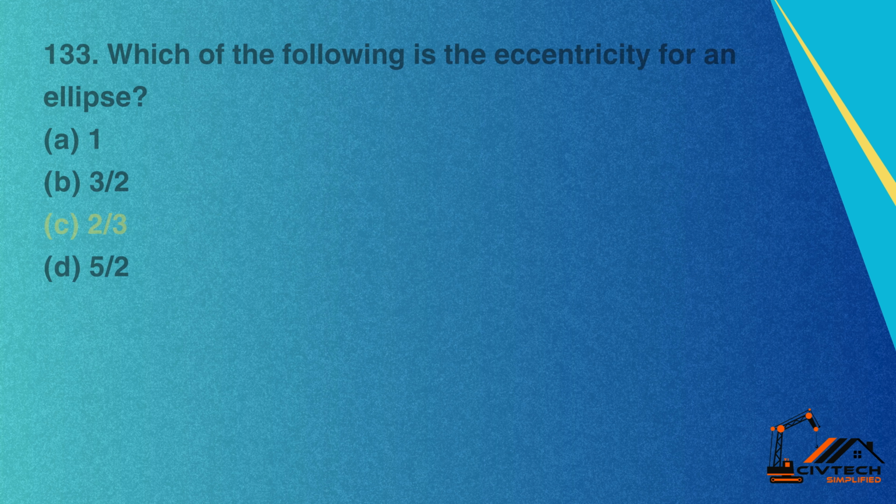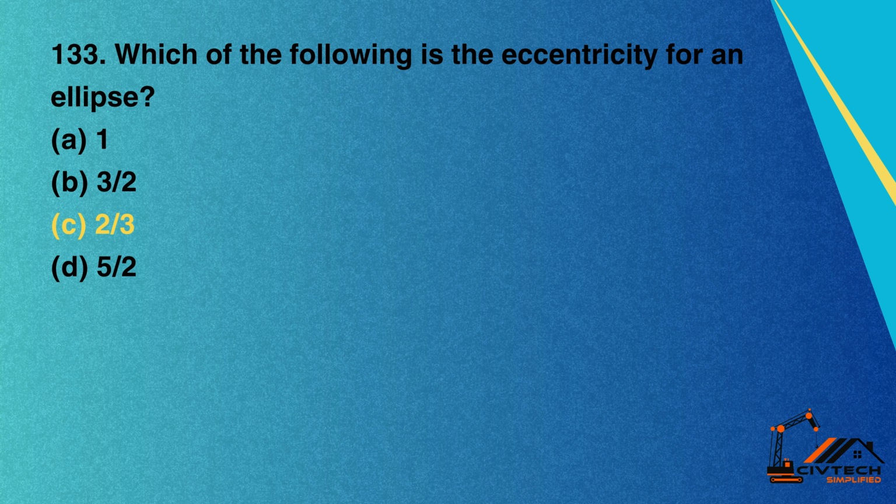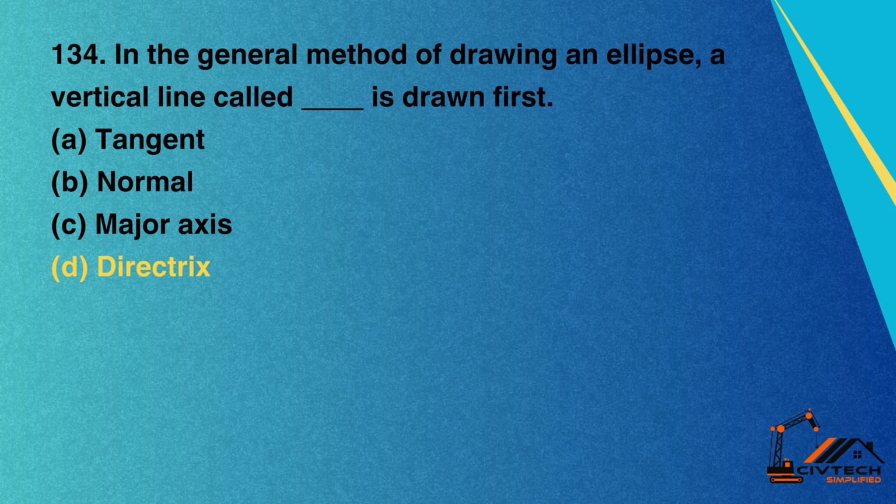D. The sum of the distances from 2 foci and any point on the ellipse is constant. Correct option, C. If a plane is parallel to the axis of cone cuts the cone, then the section gives an ellipse. 133. Which of the following is the eccentricity for an ellipse? A. 1. B. 3/2. C. 2/3. D. 5/2. Correct option, C. 2/3.